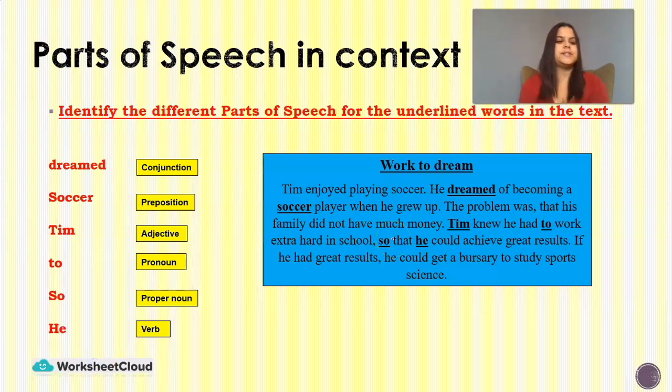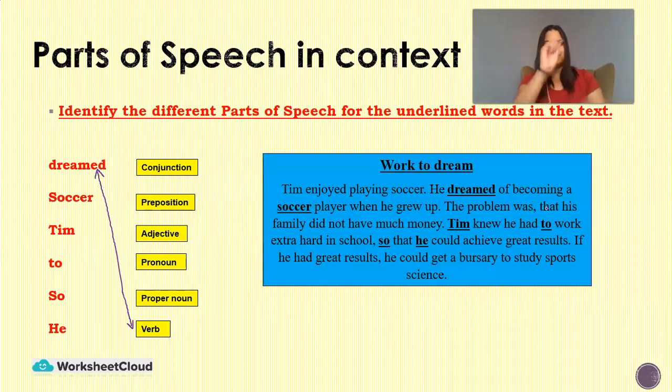Right, let's do this. So dreamed, grade 5s. Dreamed would be what part of speech? We can ask ourselves, is it a naming word? No. Can I dream? Yes. So, therefore, it must be a verb. So, we got our first one already. And we're going to draw a line to verb. I'm going to give you a few seconds to write this down and draw your lines and match them up before I give the answers.